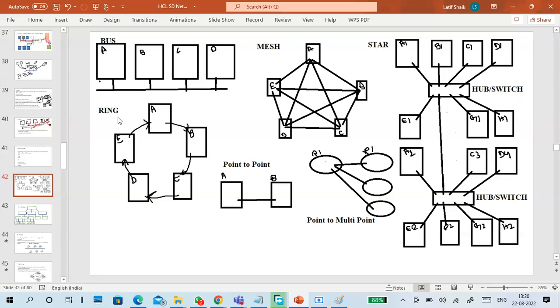Next one is, guys, ring topology. What is this ring topology? Actually, I like to draw all these things. Lack of time, I'm not drawing. Okay, what are these ring topologies?